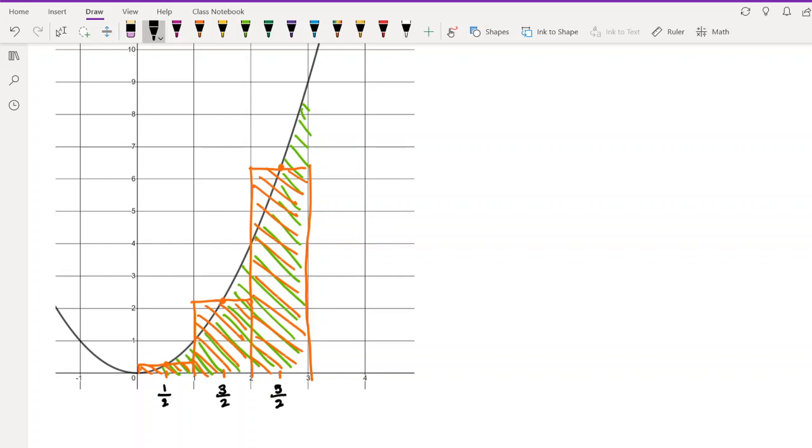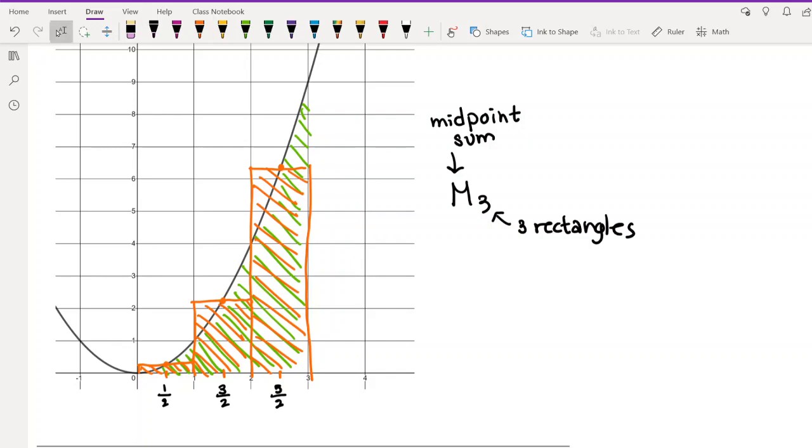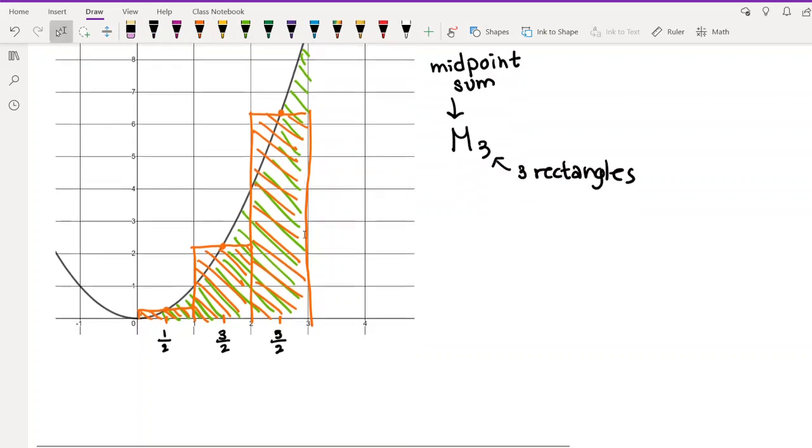And so this is a picture of M3. Again, that's because this is a midpoint sum, and the 3 comes from the fact that we have 3 rectangles. I don't know off the top of my head what this actual area is, I didn't do this one in my notes, but you're definitely welcome to try to compute it yourself.